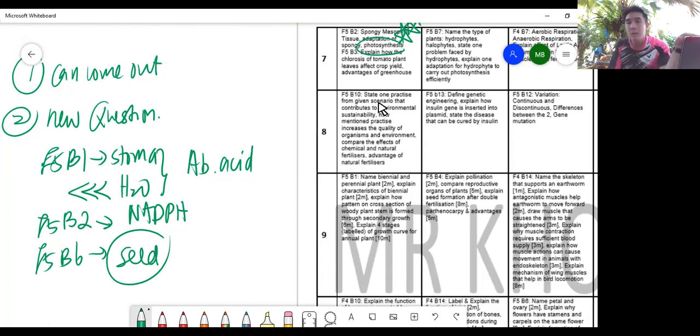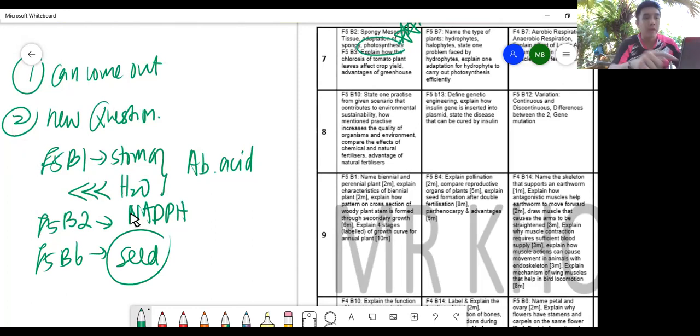So guys, by doing this analysis, what has a high chance to come out? What is new in your KSSM syllabus? I think it's very complete. The whole package is very complete.